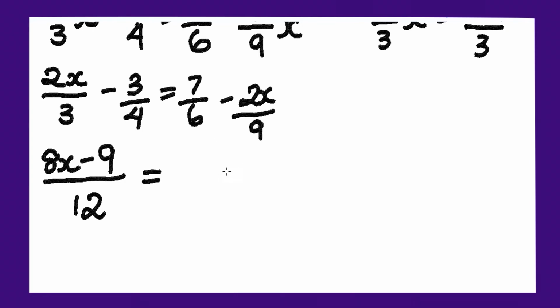So we're going to find the lowest common multiple on the right-hand side as well. And the lowest common multiple between 6 and 9 would be 18. So 6 into 18 is 3. 3 times 7 gives us 21. Minus 9 into 18 is 2. 2 times 2x gives us 4x.